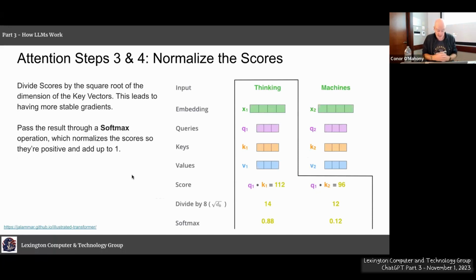Then we normalize the score, dividing the scores by the square root of the dimension of the key vectors. It gives us a bit more stability in the numbers. Then we pass it through a softmax, which normalizes the scores so they're positive and add up to 1. So we're getting to some sort of probability-like score.